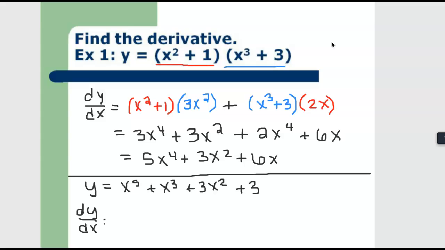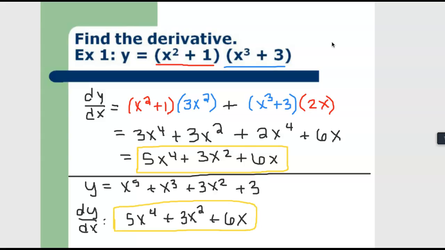So derivative of x to the fifth is 5x to the fourth. Derivative of x cubed is 3x squared. And derivative of 3x squared is 6x. So what you should notice is that I get the exact same answer for both.